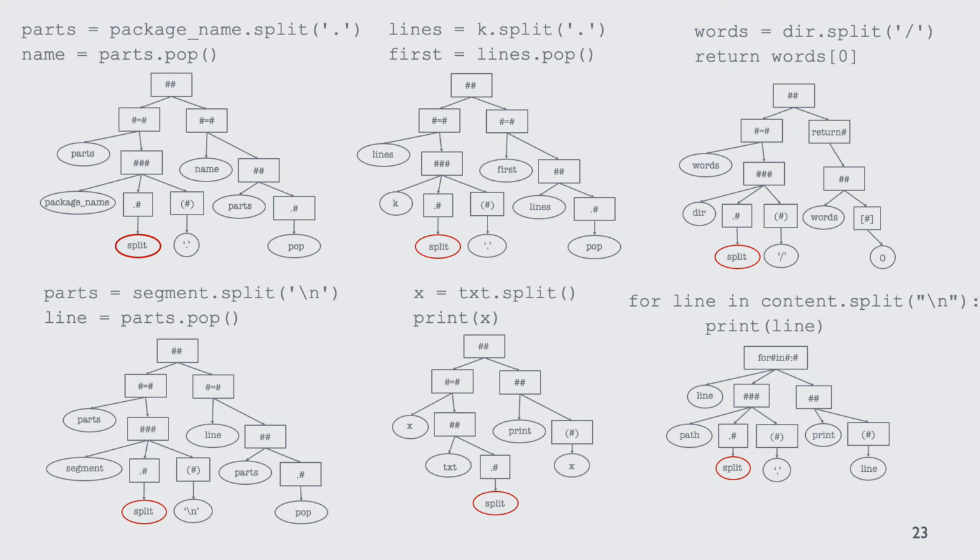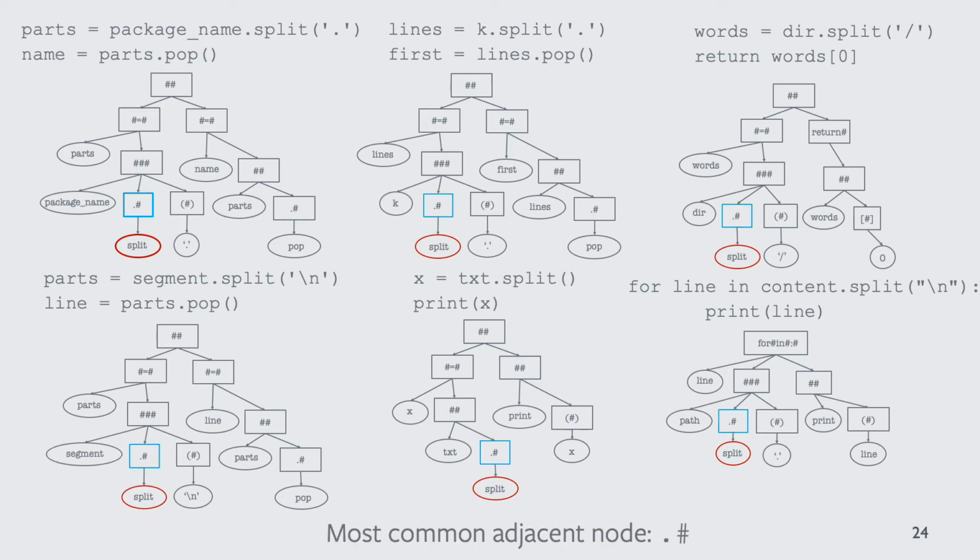We now look at all nodes adjacent to the subtree. In this case, these will just be the parent nodes of split. The adjacent nodes are highlighted in blue. We identify the most common adjacent node and add it to the subtree. Since the most common node is found in all parse trees, we do not remove any parse trees from our list. We now repeat the process of identifying adjacent nodes.